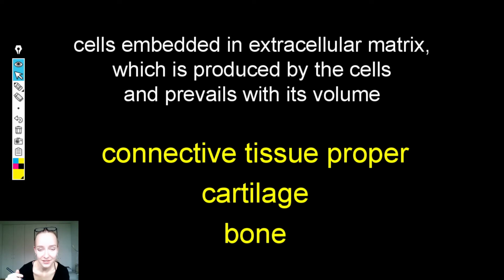First, we will look at the definition of connective tissue, which is very important. Connective tissue is generally cells that are embedded in extracellular matrix. So we have some cells and some extracellular matrix, which is produced by these cells. Cells are very important, and also extracellular matrix is very important. And we have three basic types of connective tissue: proper connective tissue, cartilage, and bone.